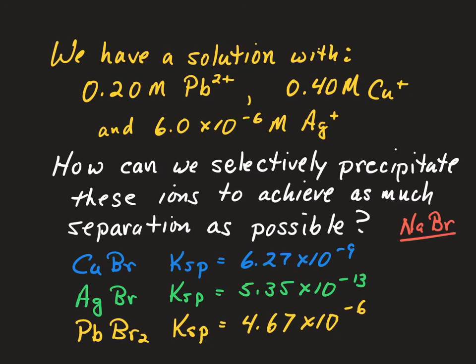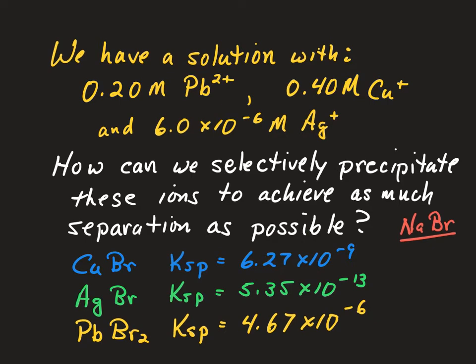Okay, so let's consider this problem. We have a solution, maybe it's some industrial waste, that contains lead ions, copper ions, and silver ions at these concentrations. But some of these are valuable. Actually, all of them could be valuable, and we'd like to recover them and separate them. So our question is, how can we selectively precipitate these ions to achieve as much separation as possible?